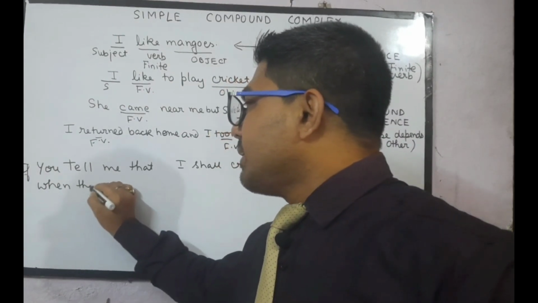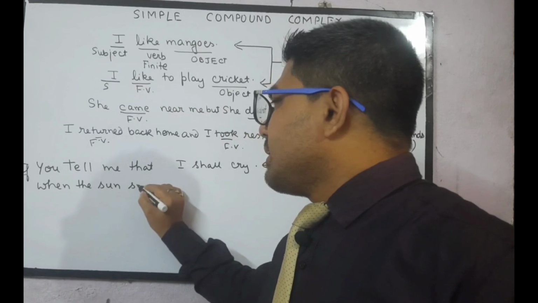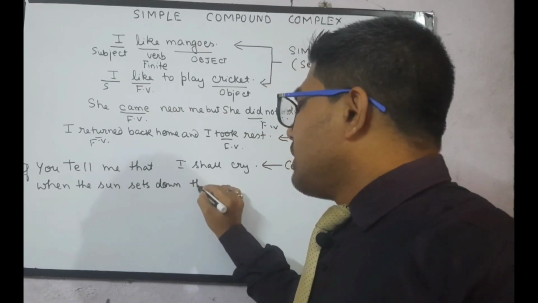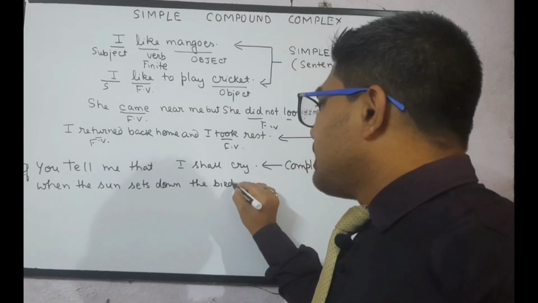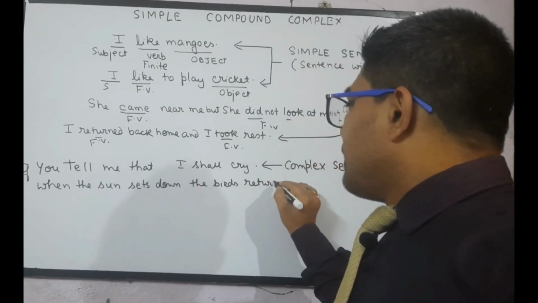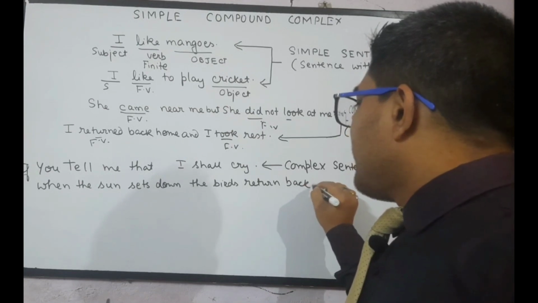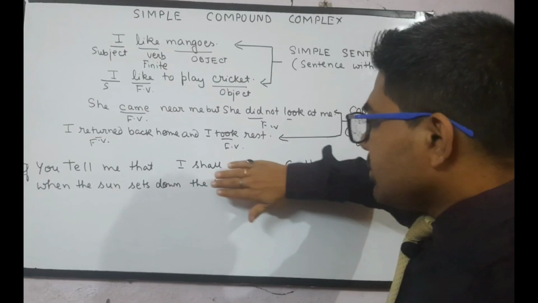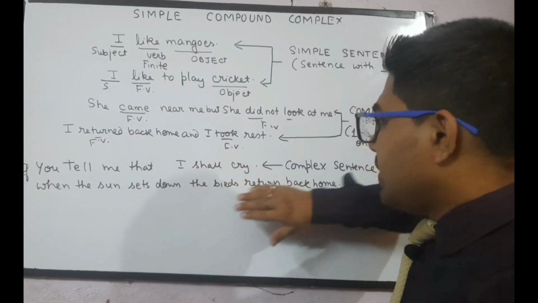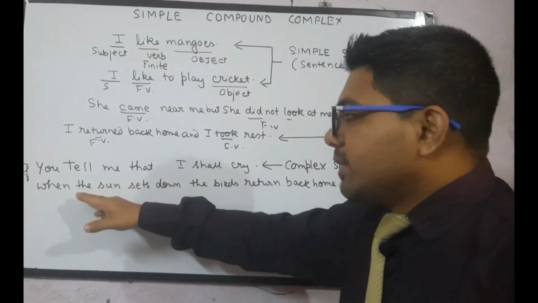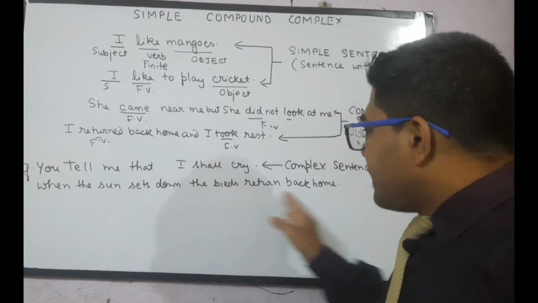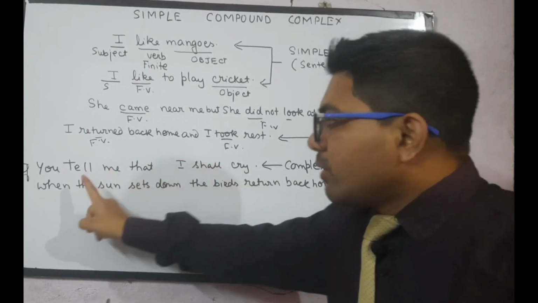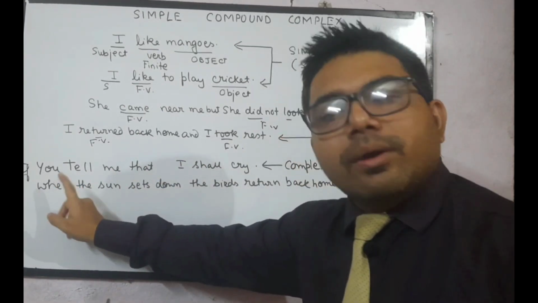One more example. When the sun sets down, the birds return back home. So when the sun sets down, this is one clause. The birds return back home, this is another clause. ये दो छोटा छोटा sentences है. Now this clause is joined using when.